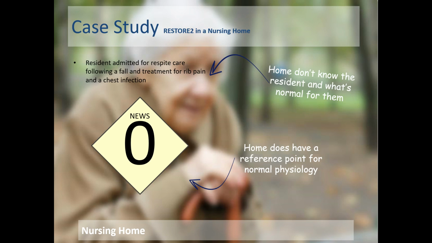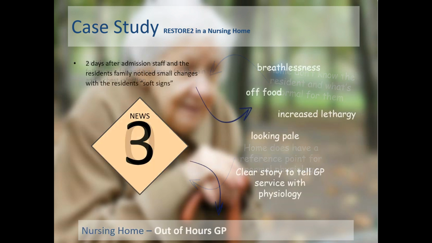In this case, the resident was admitted from an acute hospital for respite care following a fall and a chest infection. When a resident first comes in, it's often the case that the home won't know what's normal for them. But in this case, the home did a full set of observations and calculated a NEWS, which was 0, giving them a reference point for what was normal for that person.